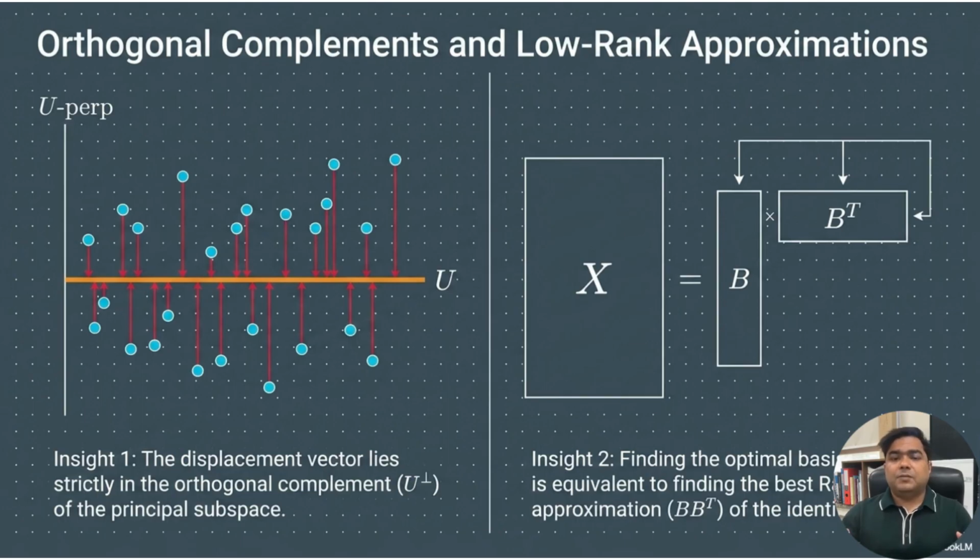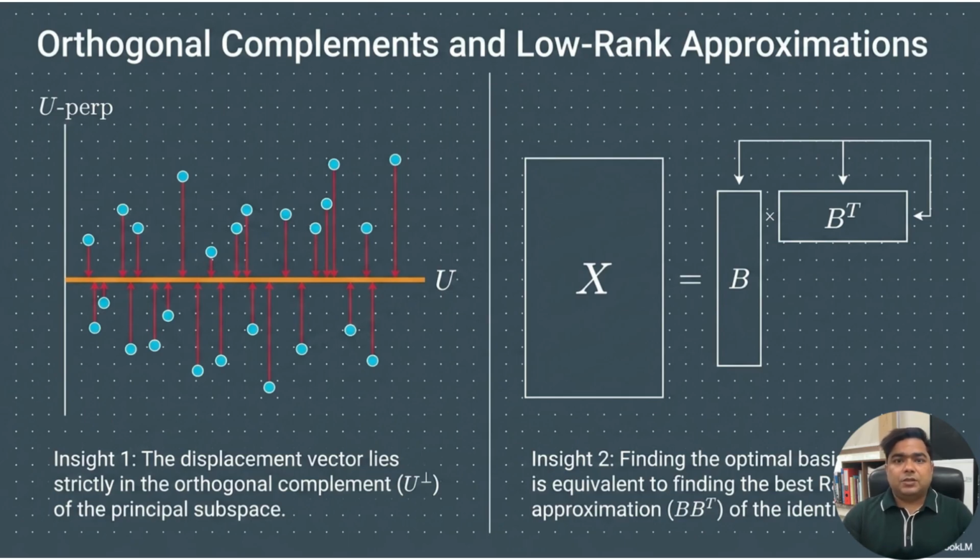On the right side, we see the low rank approximation idea. The formula can be read like this: X is approximately equal to B multiplied by B transpose multiplied by X. Here, X is the original data matrix. B contains the selected basis vectors or principal components. B transpose maps the data into the lower dimensional space, and B maps it back to the original space.